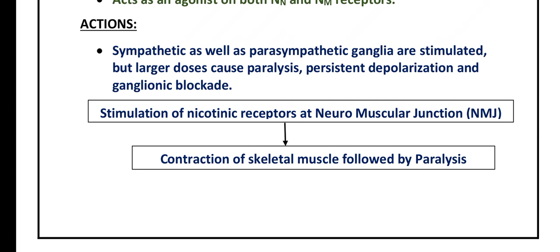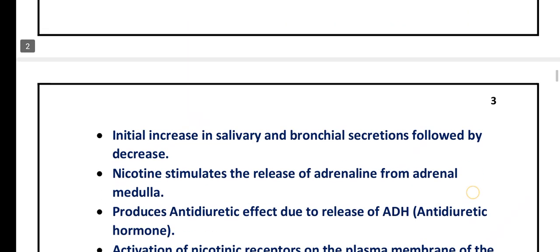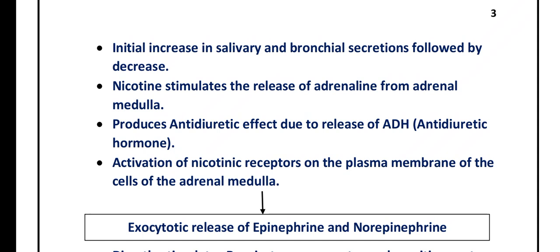That is stimulation of nicotinic receptors at the neuromuscular junction. Neuromuscular junction, short form is NMJ. It leads to contraction of skeletal muscle followed by paralysis. And it initially increases the salivary and bronchial secretions followed by a decrease in these secretions.